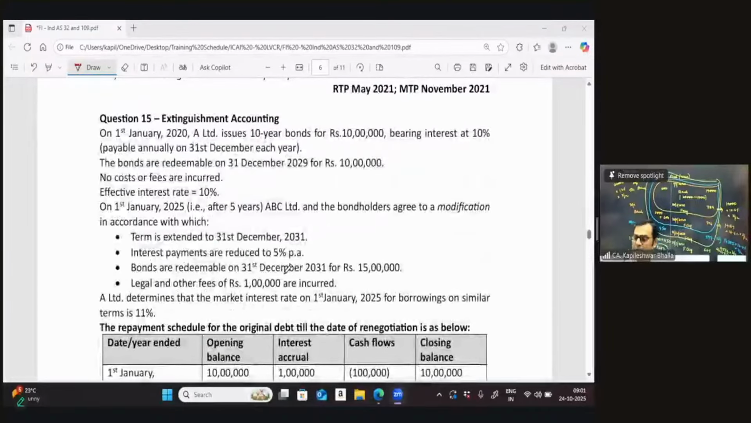Now we are looking at the concept of derecognition, specifically the derecognition of financial liability. That's another area where you get a couple of questions in the exam, where you're required to make calculations and identify whether it is a case of extinguishment accounting or a case of modification accounting. So let's have a look at question number 15.